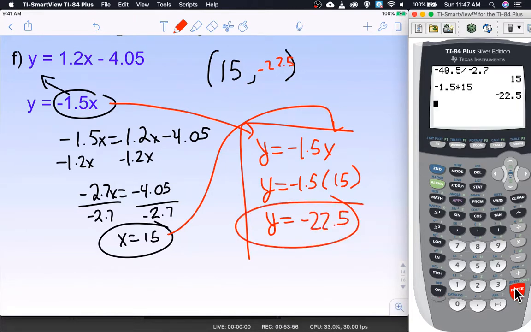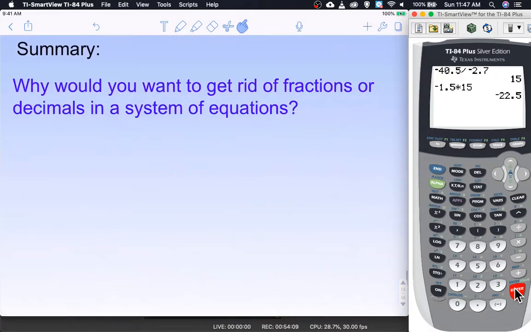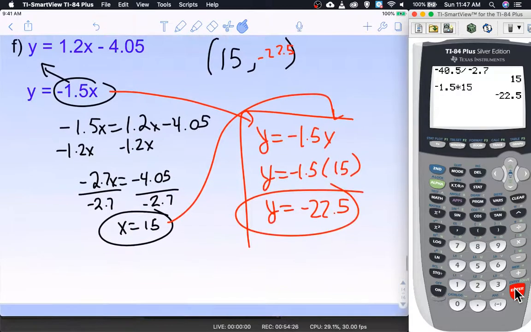Okay, so now you've learned how to do the elimination method, substitution method, as well as how to get rid of fractions and decimals in harder systems of equations. So why would you want to get rid of fractions and decimals in a system of equations? Well, because it makes the solving harder. If you can get rid of those fractions and get rid of those decimals, it just makes the solving using substitution or elimination easier. And we've learned how to do that.